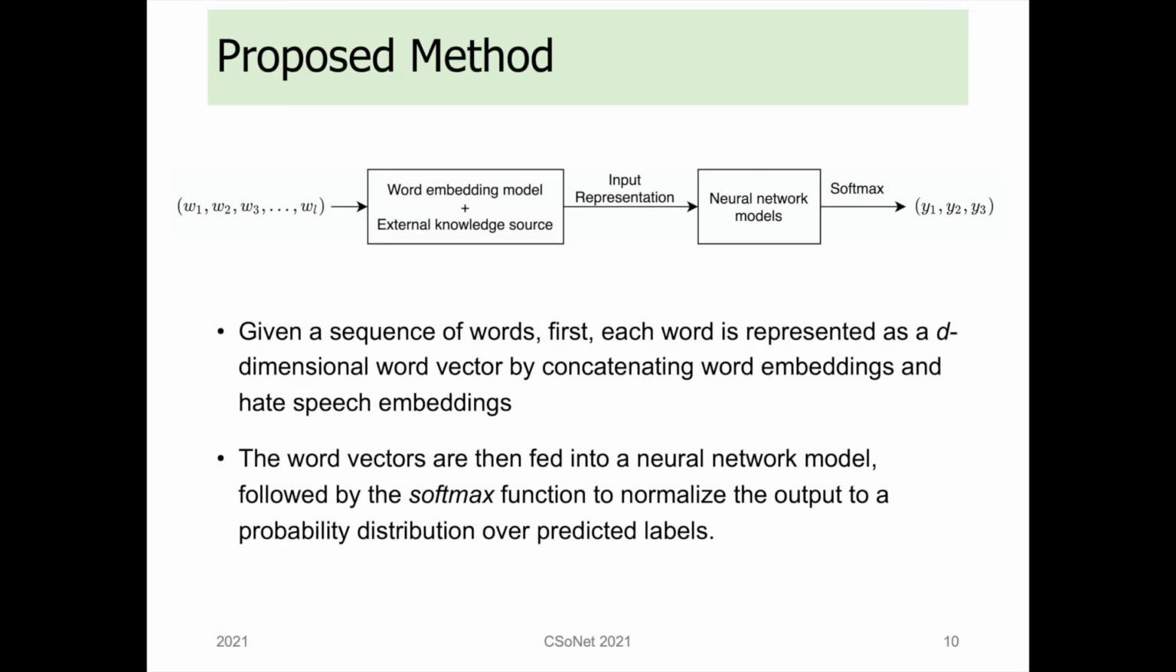On the screen is the overview of our proposed model. Given a sequence of words, we first represent each word as a d-dimensional word vector by concatenating word embeddings and hate speech embeddings, and then we feed the word vectors into a neural network model, followed by the softmax function to normalize the output to a probability distribution over predicted labels.